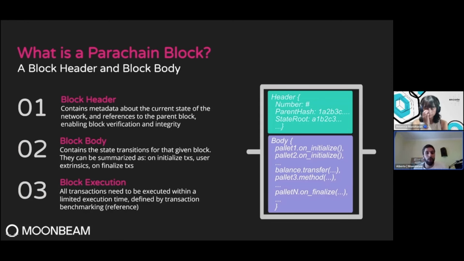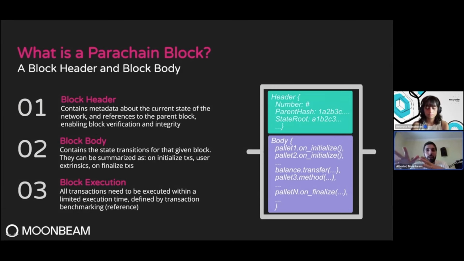And then talking about block execution, all transactions need to be executed within a limited execution time, okay? So this is similar to the concept of gas in Ethereum, right? Everyone knows that Ethereum has gas, and within a block, you can execute more or less, it's dynamic, but let's say 50 million units of gas. That can be 2 transactions if they're really heavy, really computationally expensive, or it can be 1,000 transactions if they're very, very simple.